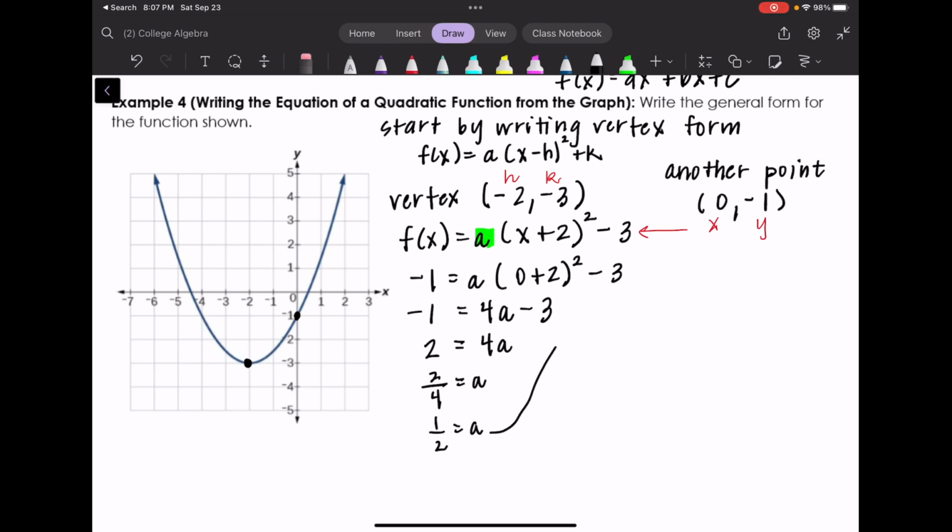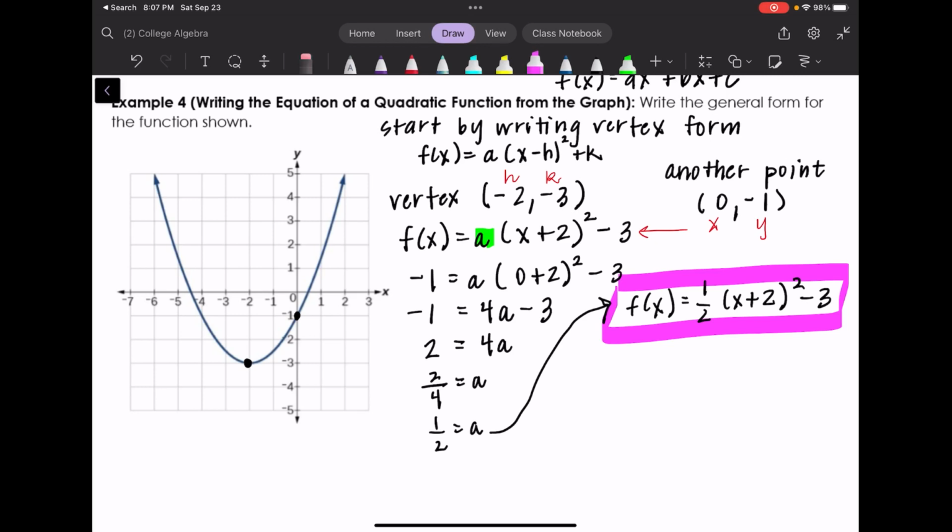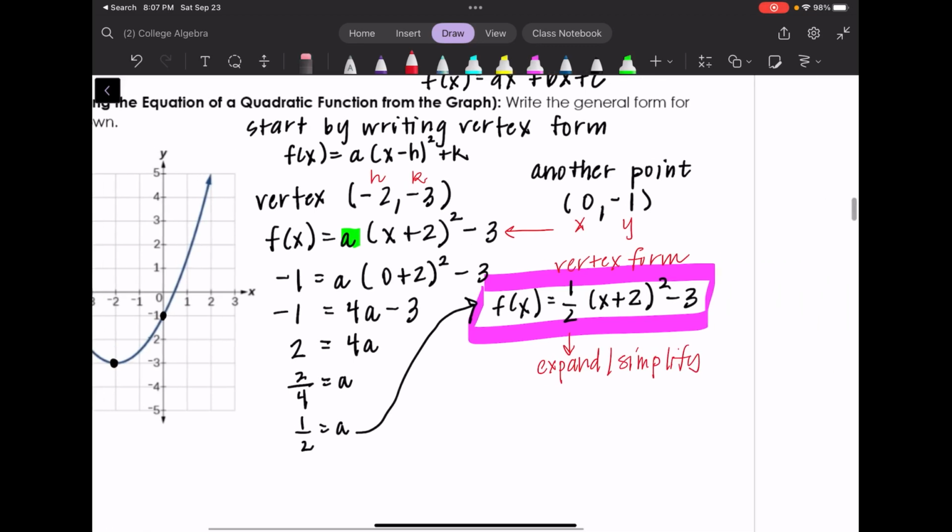So let's go back up here. So that's f of x equals 1/2 times x plus 2 squared minus 3. And so now we have our vertex form here. All right, so this is our vertex form. And how we get from the vertex form to the general form is we expand and then simplify. So let's do that real quick.